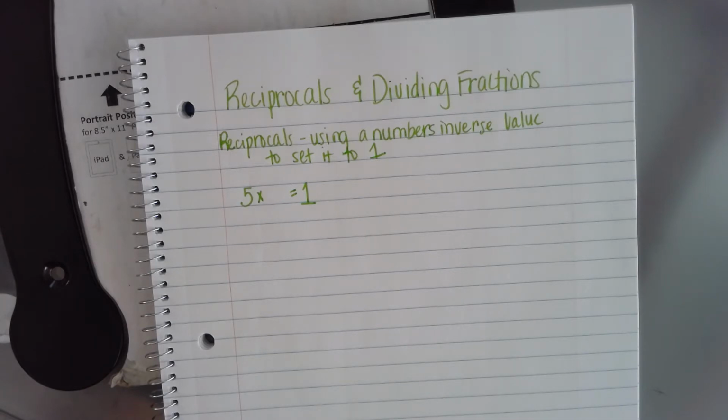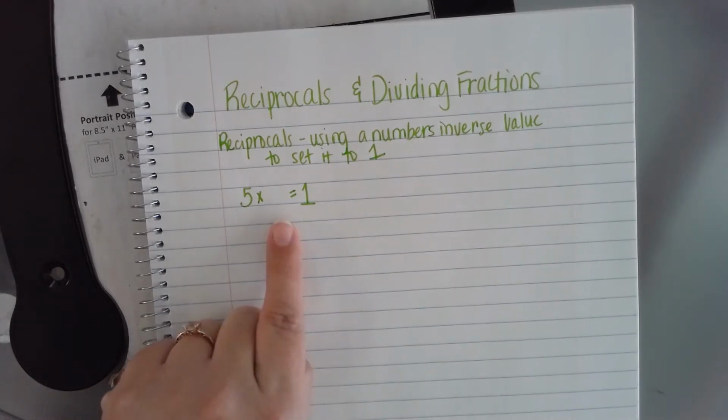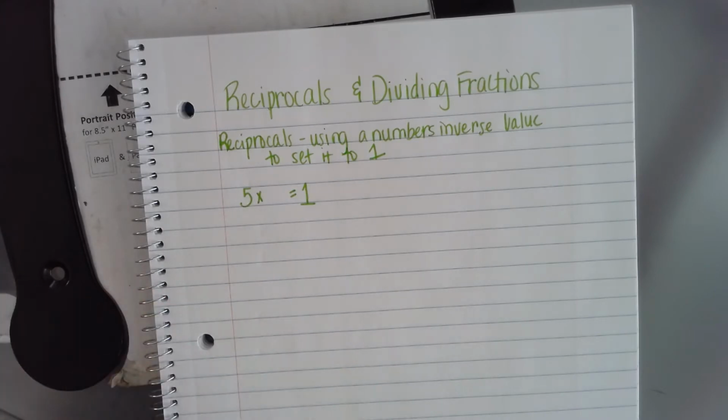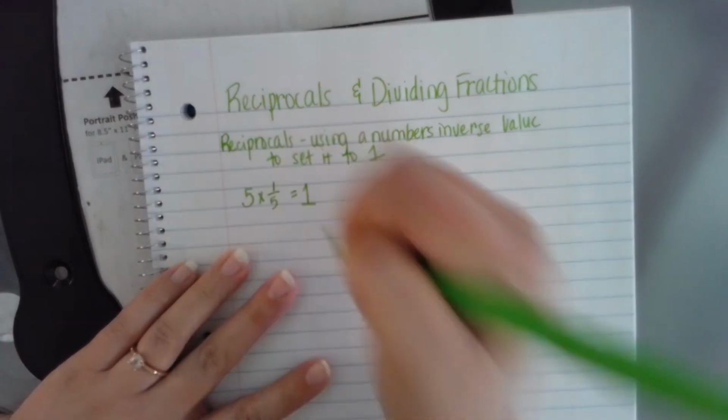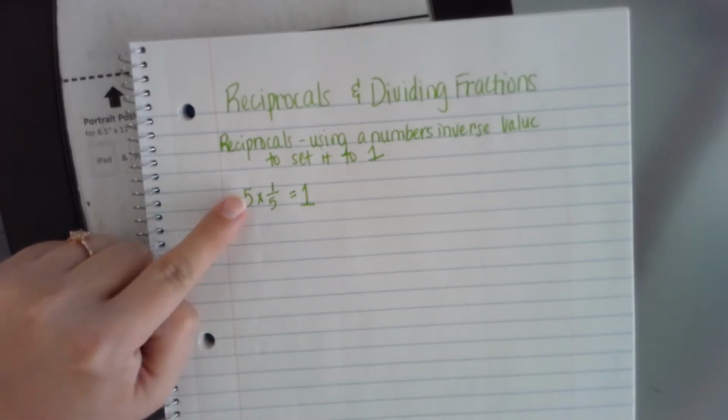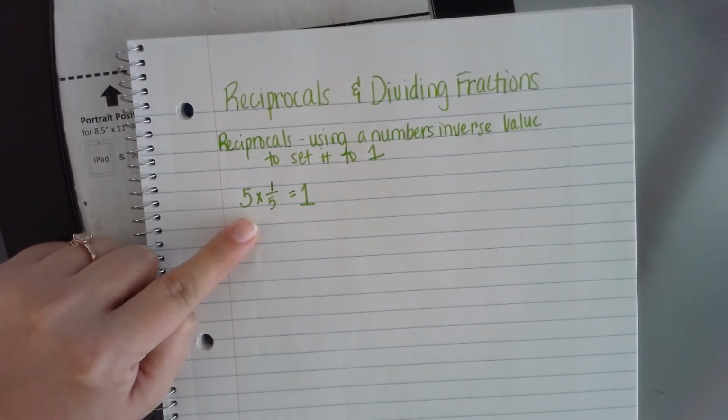Well, let's think. If I was using subtraction, I could make 5 equal 1, couldn't I? How? Minus 4. If I was using division, I could make 5 equal 1, couldn't I? How? Divide by 5. So if I'm going to divide by 5, but I need to use multiplication, I need to do the opposite. What's the opposite of multiplication? Well, division. But multiplication's already written here. So you use the inverse of the number. We'll use 1/5 to be able to get 5 to 1. Okay?